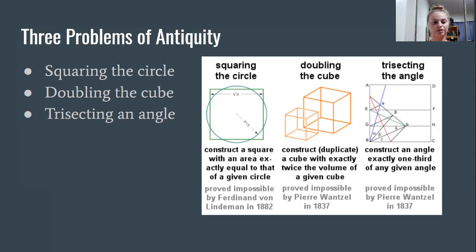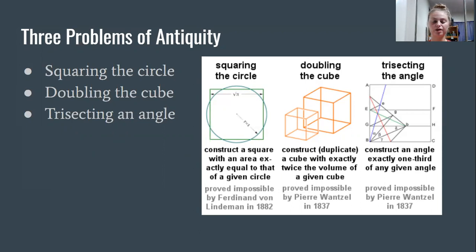So we have squaring the circle, doubling the cube, and trisecting an angle. All three of those had one thing in common: they all failed. I have a little picture off to the side that shows the difference between all three of those. There's a little definition under each, but I'm not going to talk about that here. I'm going to talk about that as I go through each one.